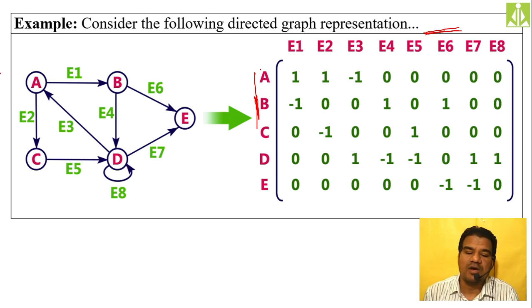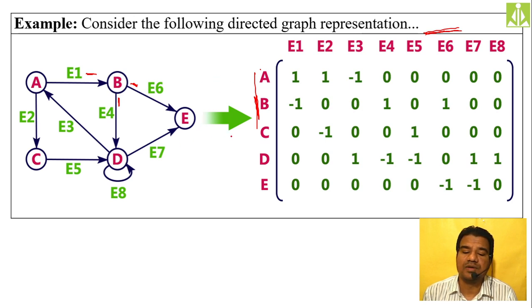Now check B. For B, E1 is an incoming one, so put minus 1. E2 is no relation, 0. E3 is no relation, 0. E4 outgoing, 1. E5 no relation, 0. E6 outgoing, 1. So all those things you can check. And E7, E8 are not having any link. So zeros. Then go to C.